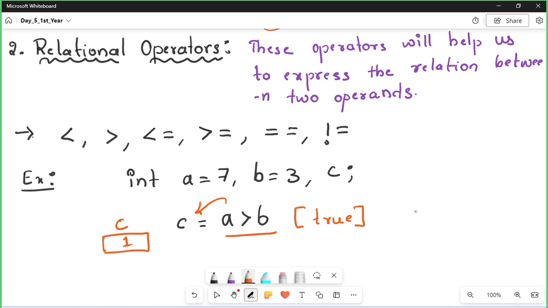So basically in our true and false, 1 is considered as true and 0 is considered as false, right? This is how they operate.